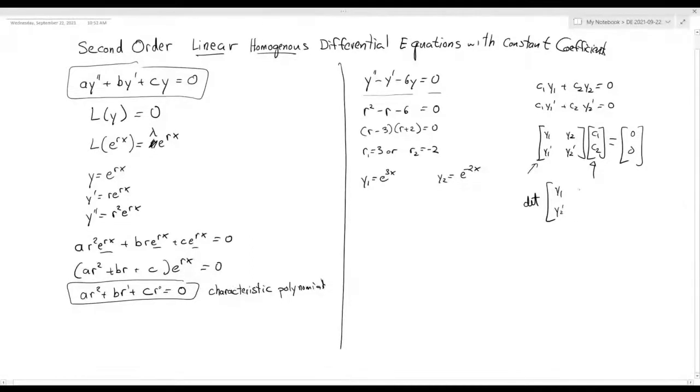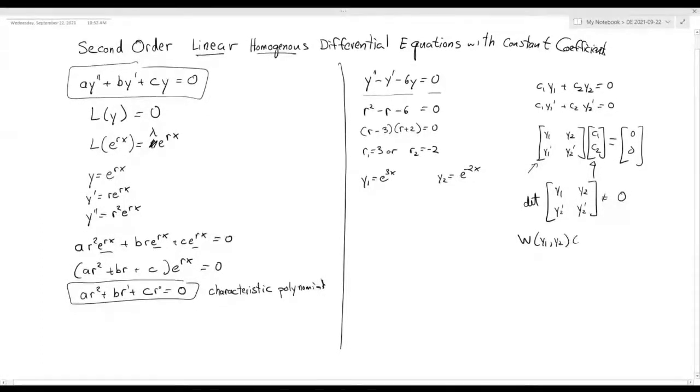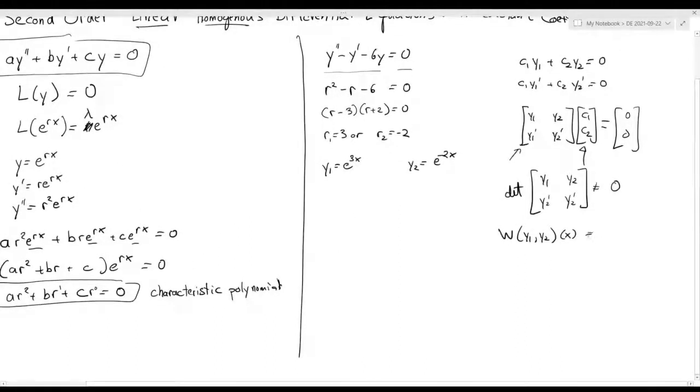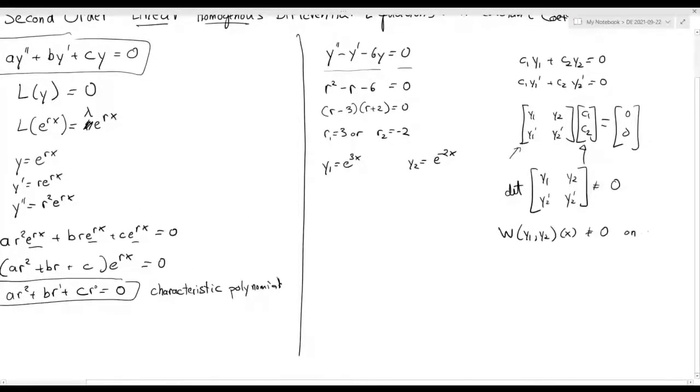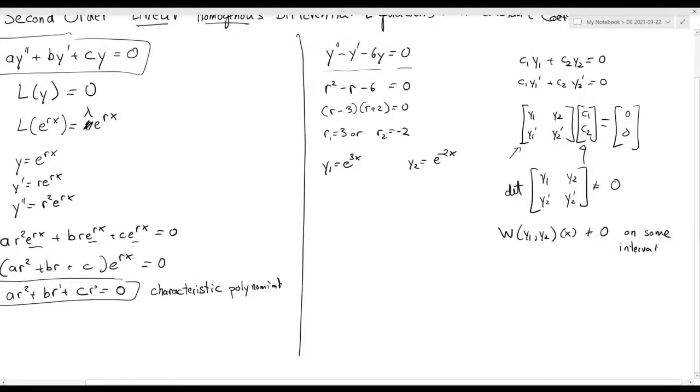And what do you call this determinant? For some reason, this gets somebody's name. The Wronskian, right? So you want the Wronskian of y1 and y2, and in your notes they emphasize that you don't forget this is a function of x, and it should be non-zero on some interval, hopefully containing the initial condition if we have one.